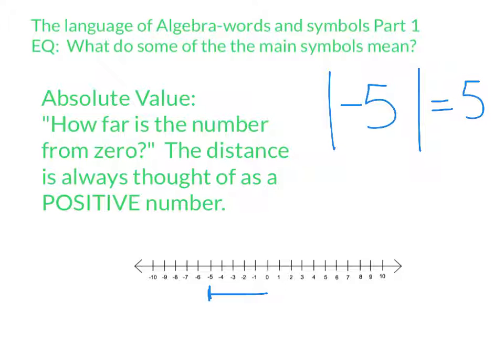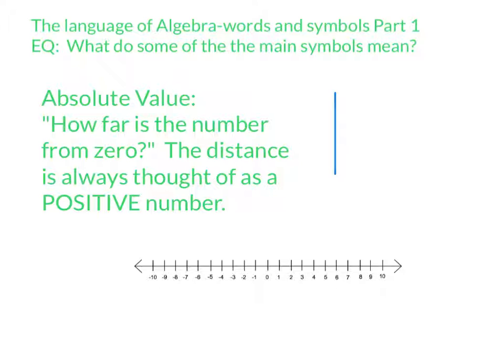And if we were talking about the absolute value of 4, for example, just because it's going in the positive direction, we're still going to talk about its positive distance from 0, so the absolute value of 4 is 4. Okay.